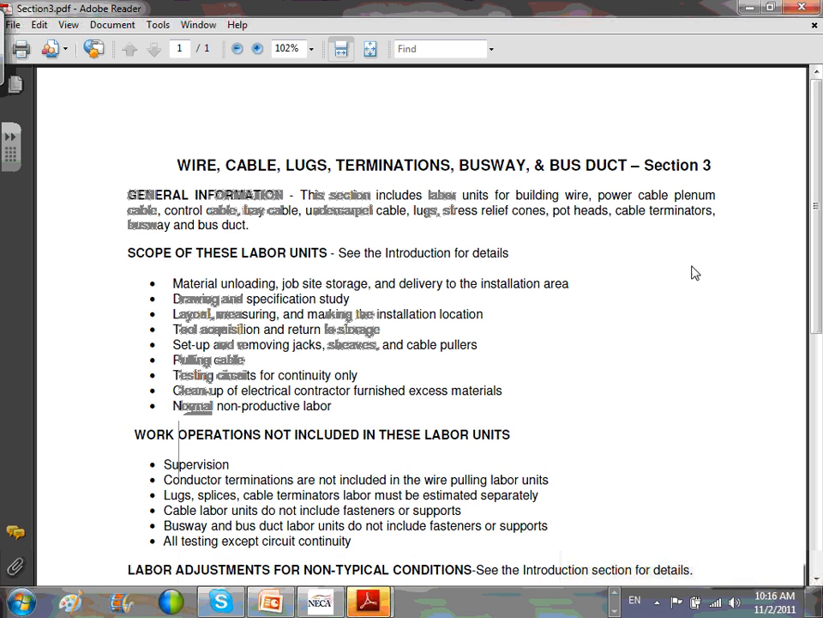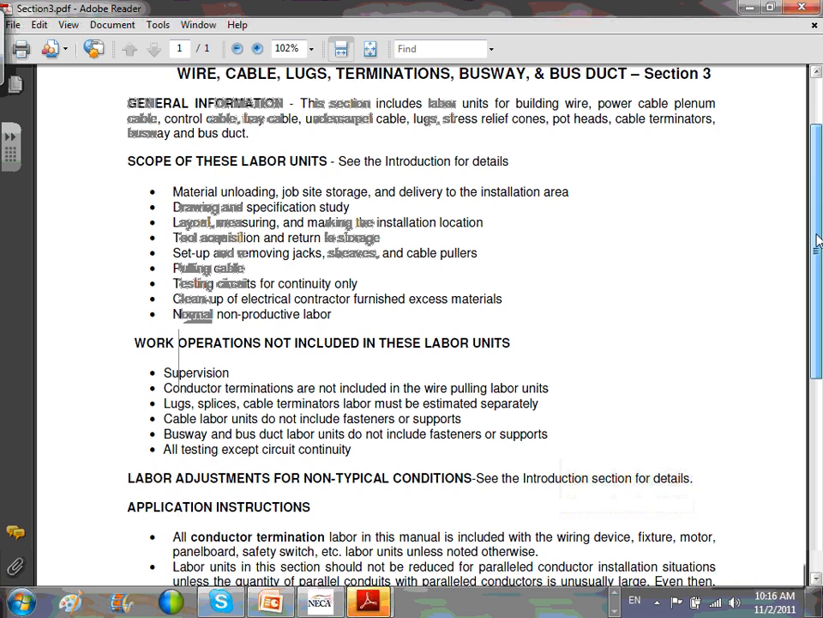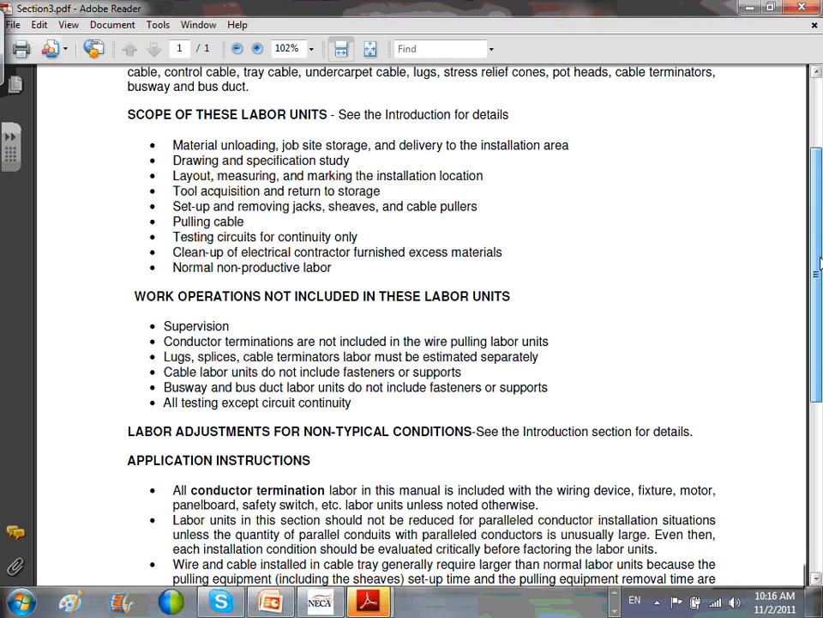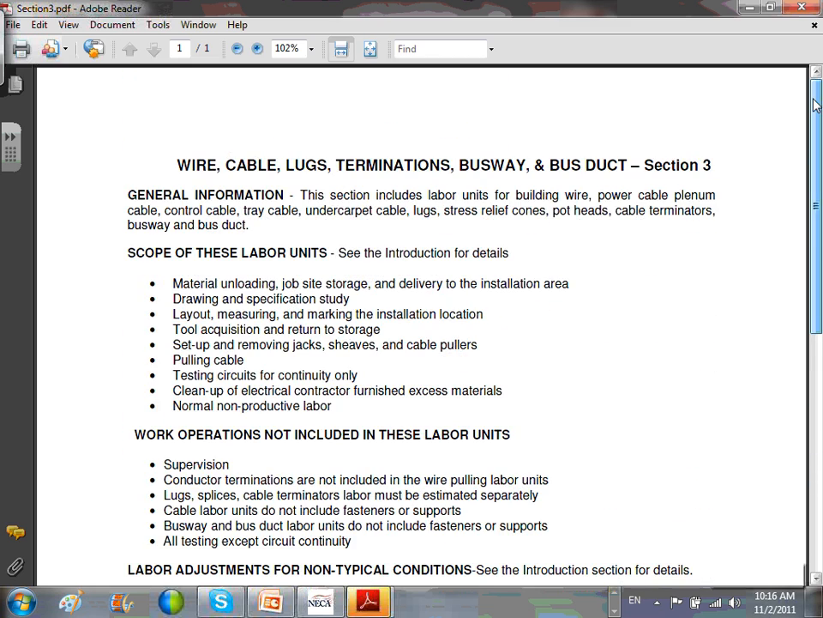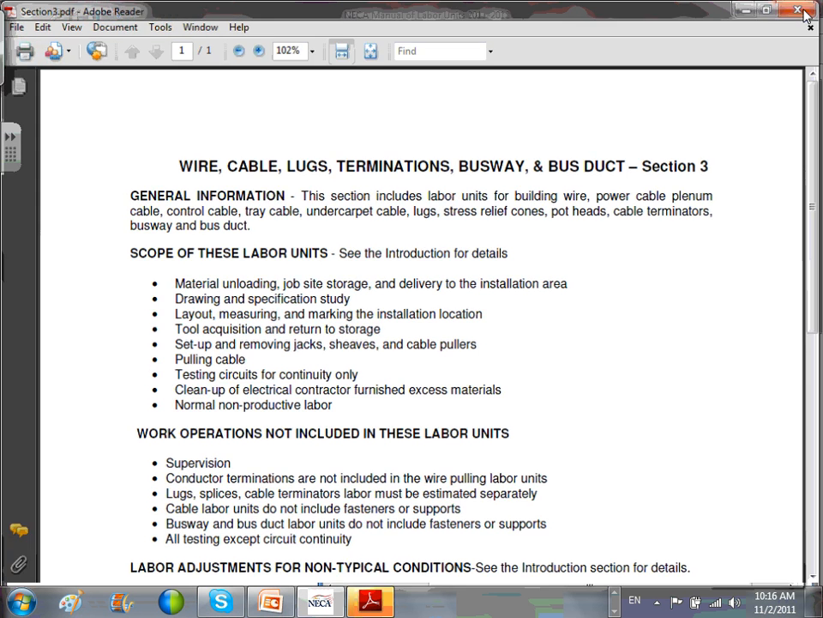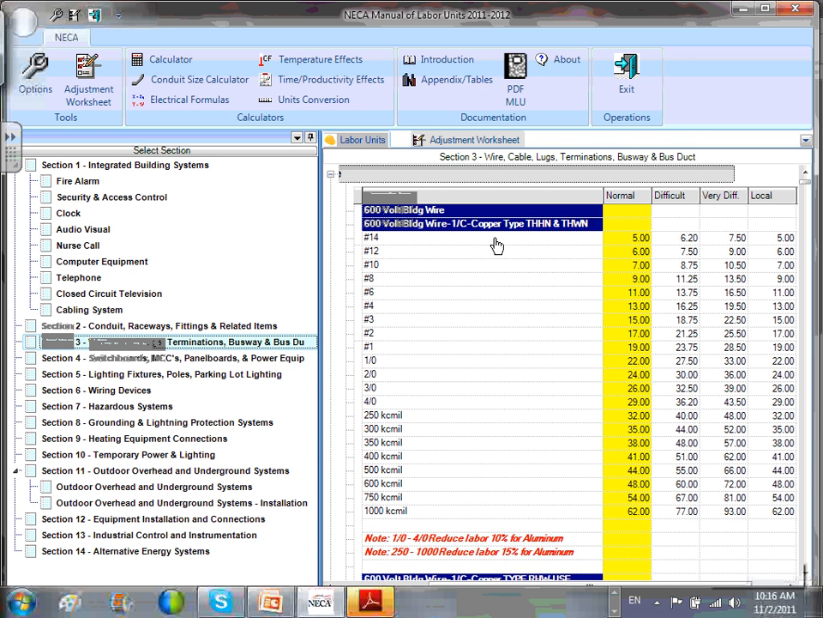Okay, here's a conduit termination. Conduits are not included, supervision, conductor termination, and so forth. So you have to read this one for this section before you even start looking at it. Now, when you're done, let's go THHN, will ya? I have you guys sized 600.